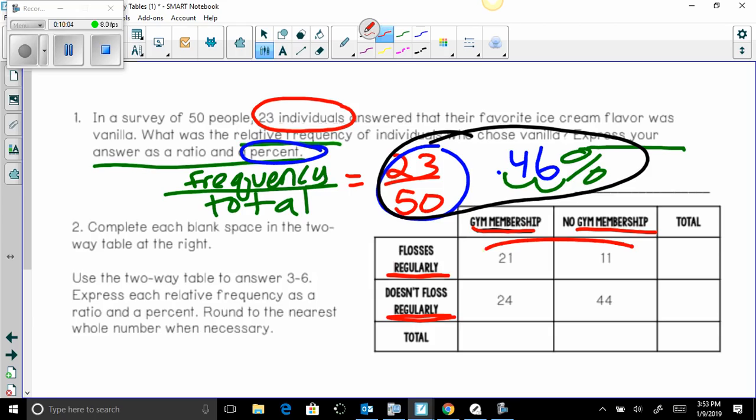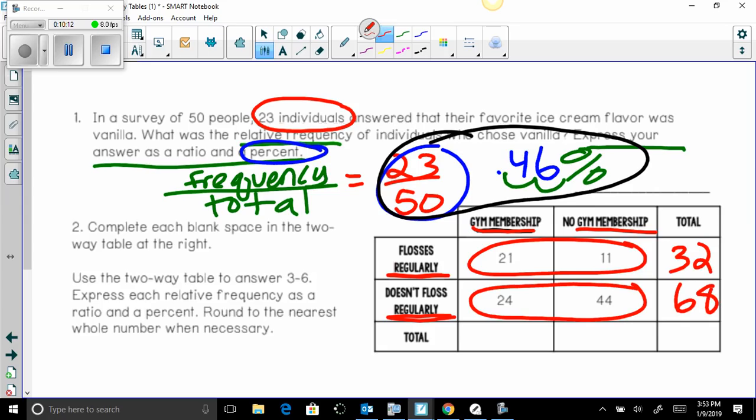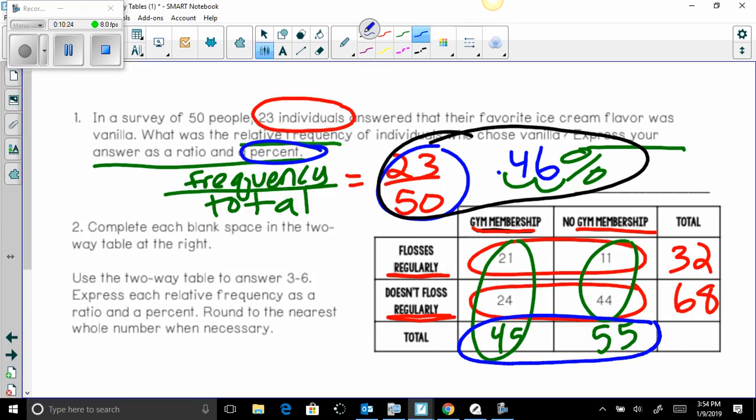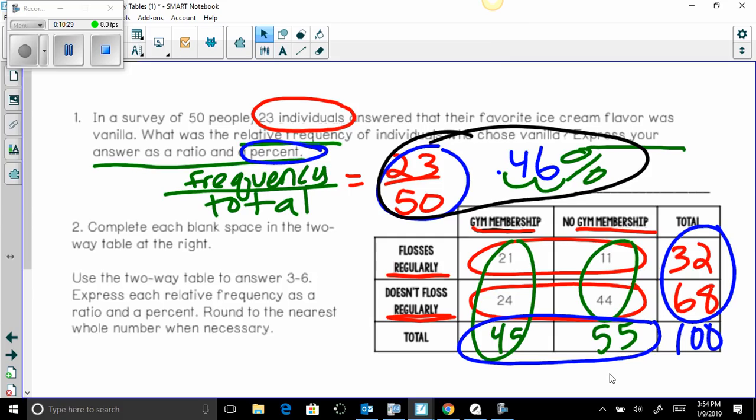We'll find your totals. Add these up. What does that give me? 32. Add all your rows, add all your columns. So there are my rows, here are my columns. What does that give me? 45, 55, and the total of my row should equal the total of my column. And you can double check yourself there. We are going to use this table to answer the next couple of questions.